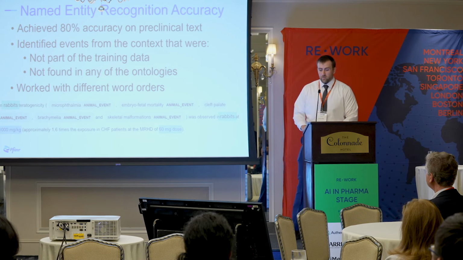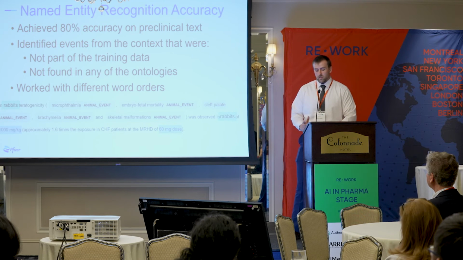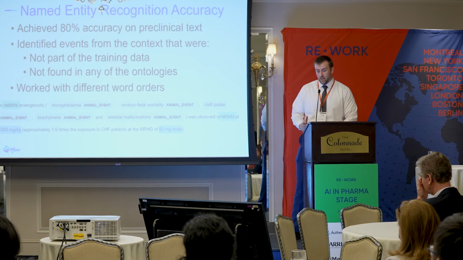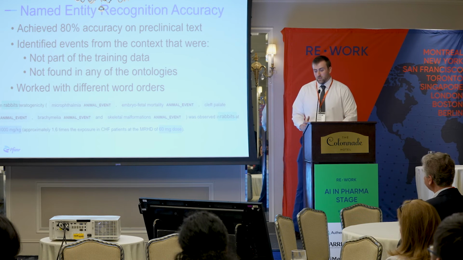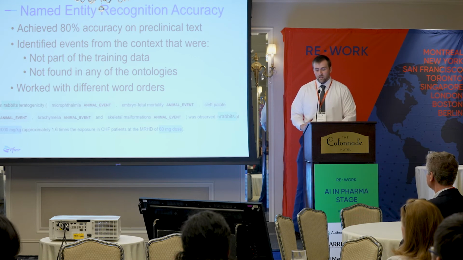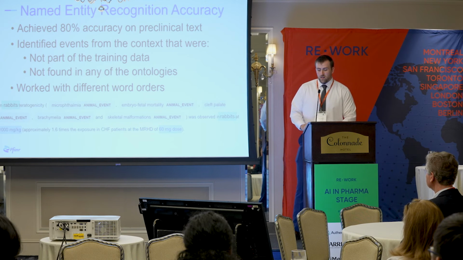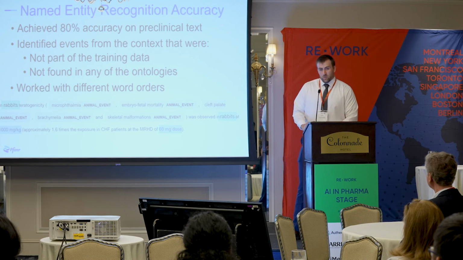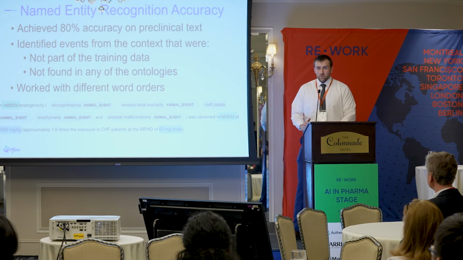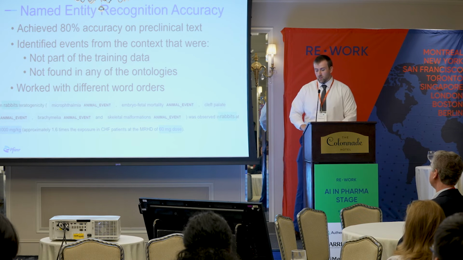So what we ended up with is that we achieved 80% accuracy on all the preclinical text. So roughly 80% of the events that we were hoping to tag, we would tag. And we also identified events from contexts that were, 1, not part of the training data, so this is in our validation set, and also not found in any of the ontologies. This is, again, finding these new adverse events that would never have been labeled if we just relied on dictionary methods. And finally, it worked with the different word orders, so we solved the problem of having to have specific wordings that would cause these hits.